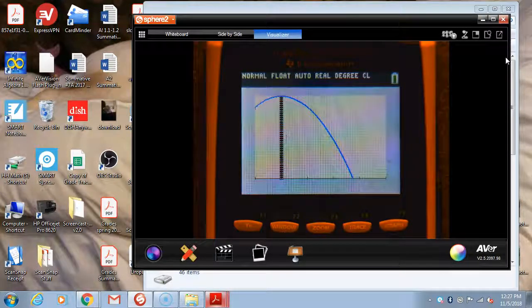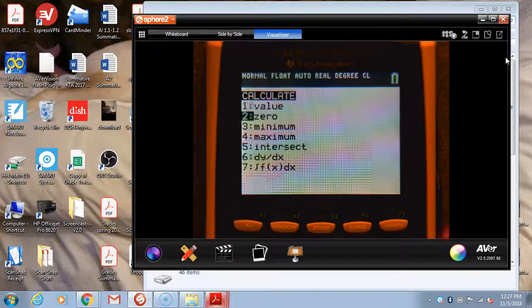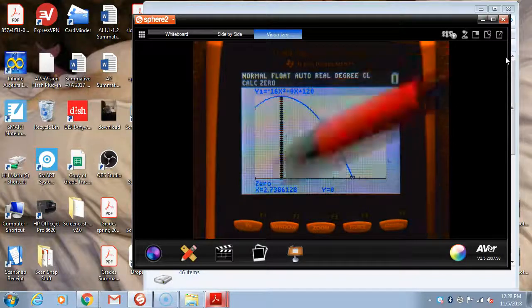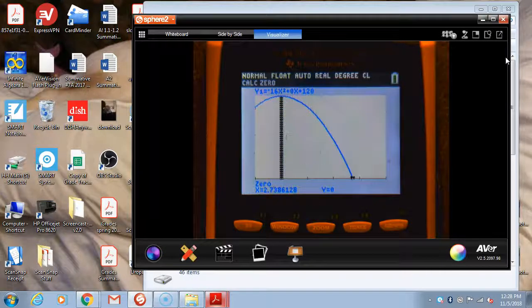Do our second trace, our 0. I'm to the left of that intercept. So hit enter. And now I'm going to be to the right of that intercept. Hit enter, enter again. And I get my 2.73. Now, I told you we were going to rely heavily on these calculators. We're going to do enough problems where you'll be able to do this on a calculator like that, if you pay attention.